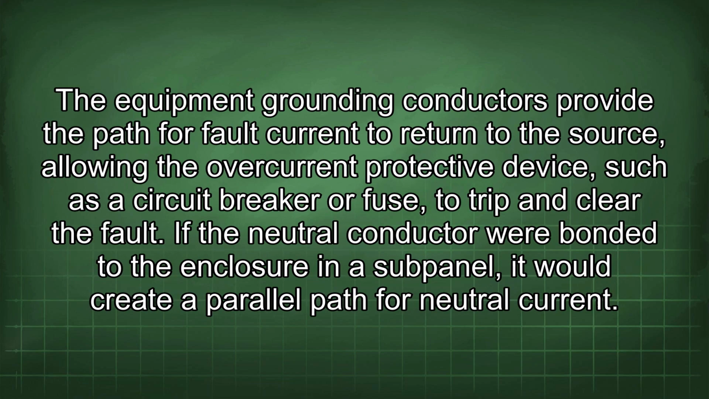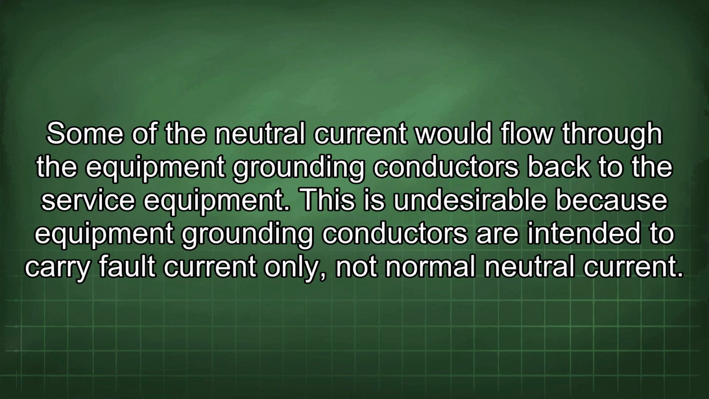The equipment grounding conductors provide the path for fault current to return to the source, allowing the overcurrent protective device, such as a circuit breaker or fuse, to trip and clear the fault. If the neutral conductor were bonded to the enclosure in the subpanel, it would create a parallel path for neutral current. Some of the neutral current would flow through the equipment grounding conductors back to the service equipment. This is undesirable because equipment grounding conductors are intended to carry fault current only, not normal neutral current.